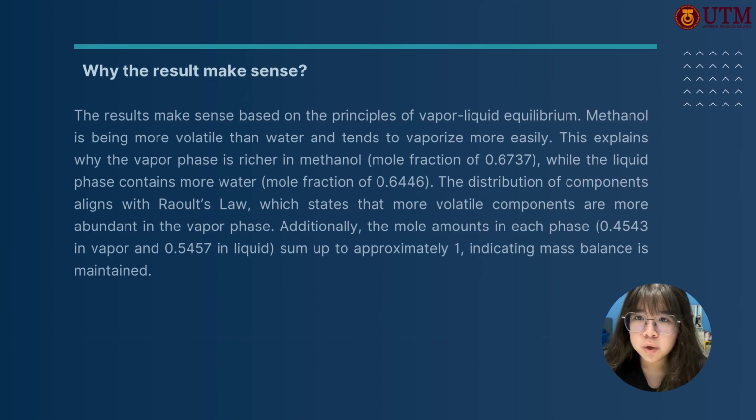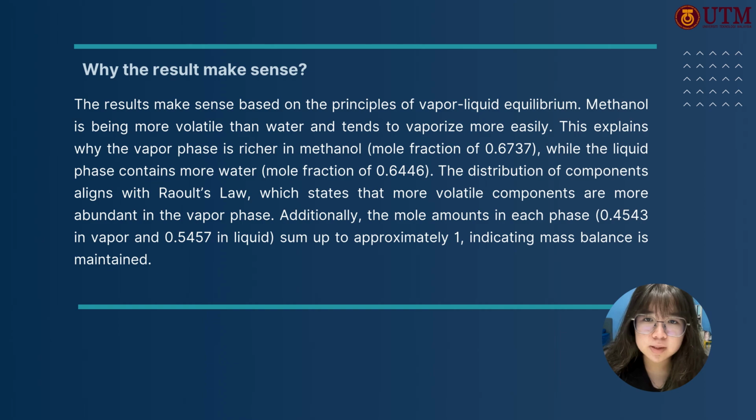For the first question, why does the result make sense? The result makes sense based on the principle of vapor-liquid equilibrium. Methanol is more volatile than water and tends to vaporize more easily. So this explains why the vapor phase is richer in methanol while the liquid phase contains more water. This distribution of components aligns with Raoult's law, which states that more volatile components are more abundant in the vapor phase. The mole amounts in each phase sum up to approximately 1, indicating that the mass balance is maintained.